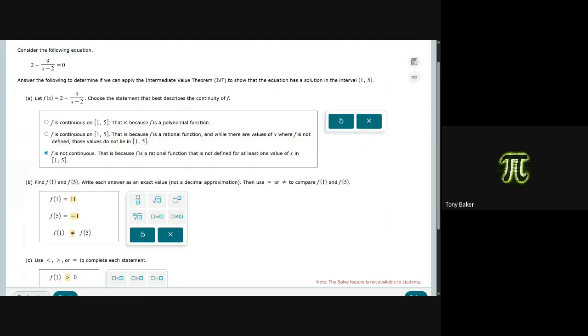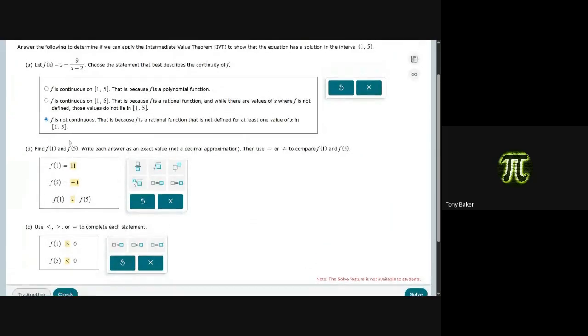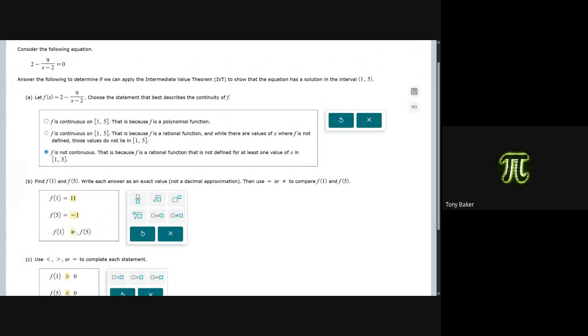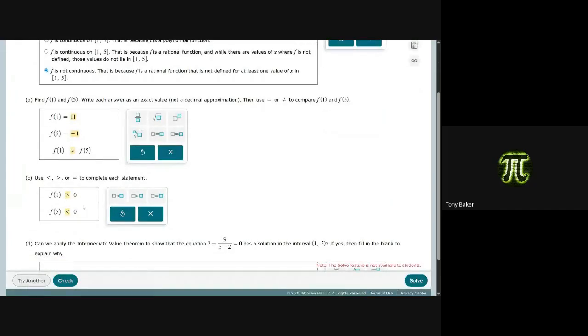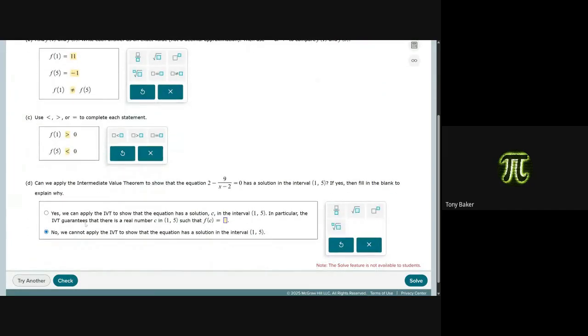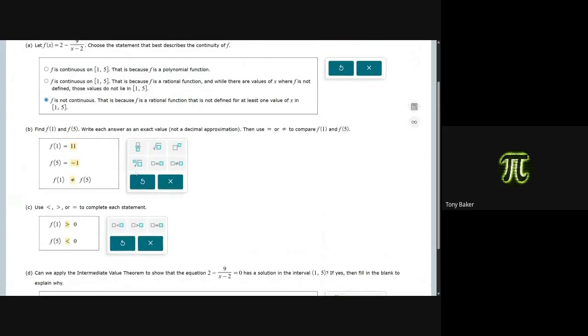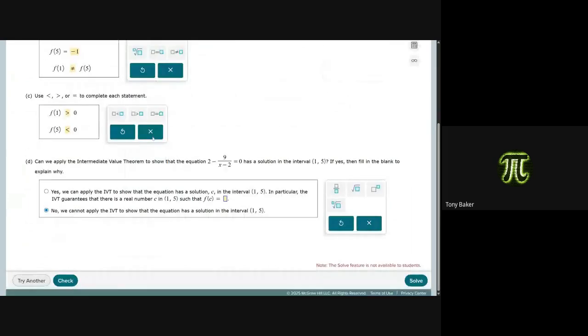Doesn't mean you can't do the rest, you don't have to do the rest of the problem. So plug in the 1, plug in the 5, you get 11 and -1. They're not equal to each other. They are on either sides of it. However, because it is not continuous, we cannot do the intermediate value theorem there. Because that means there is a value between 1 and 5 that doesn't exist. So therefore, I don't know what else might not exist.